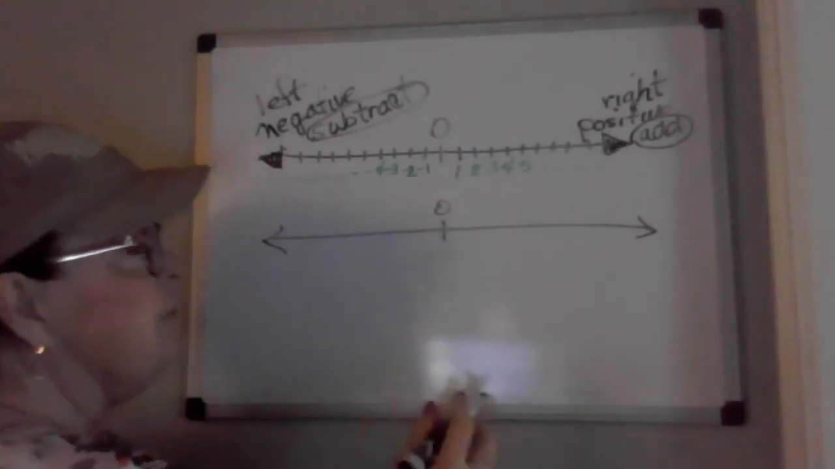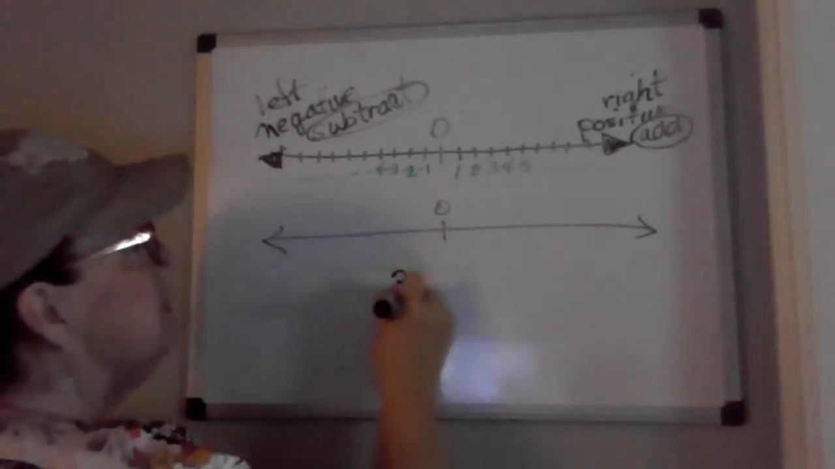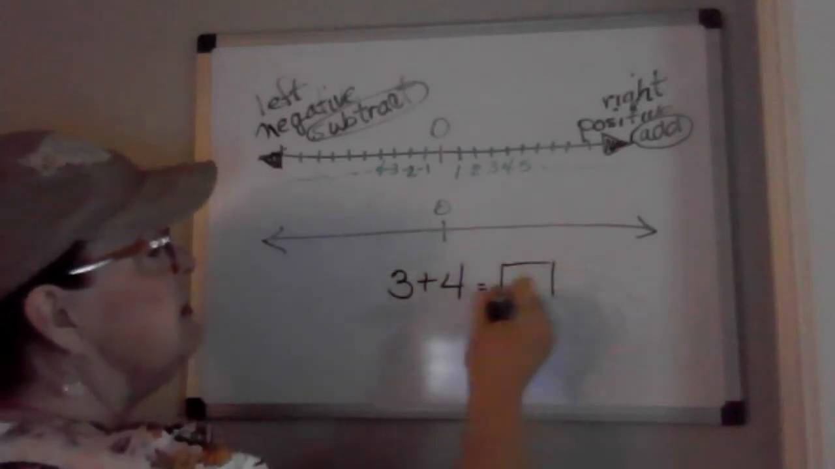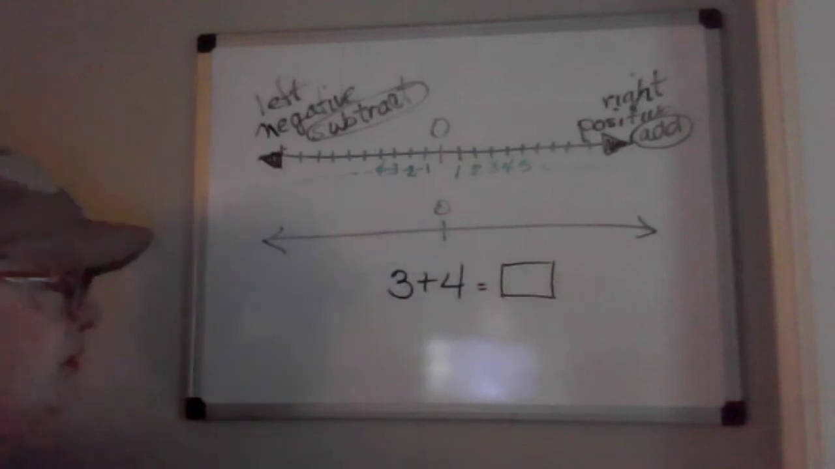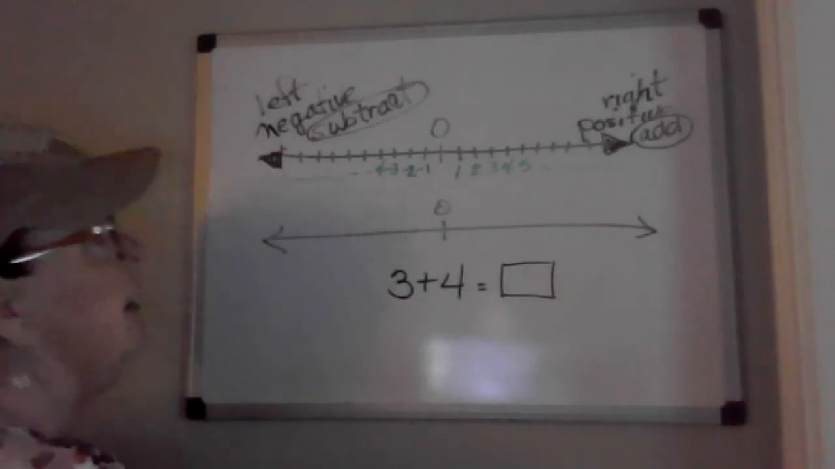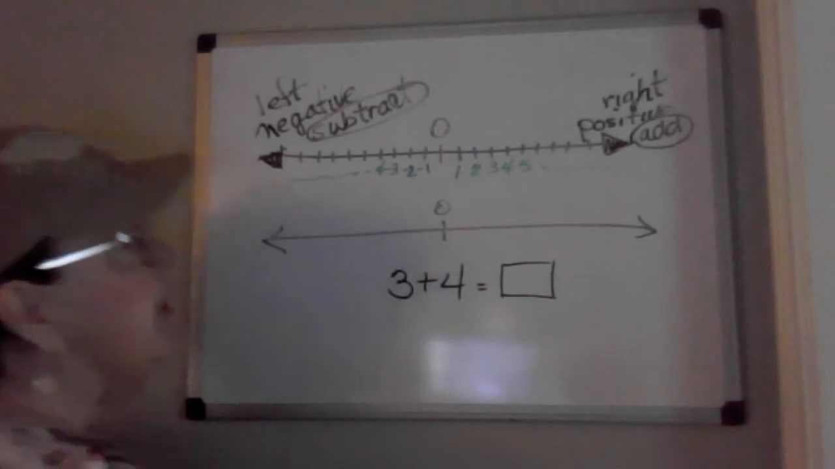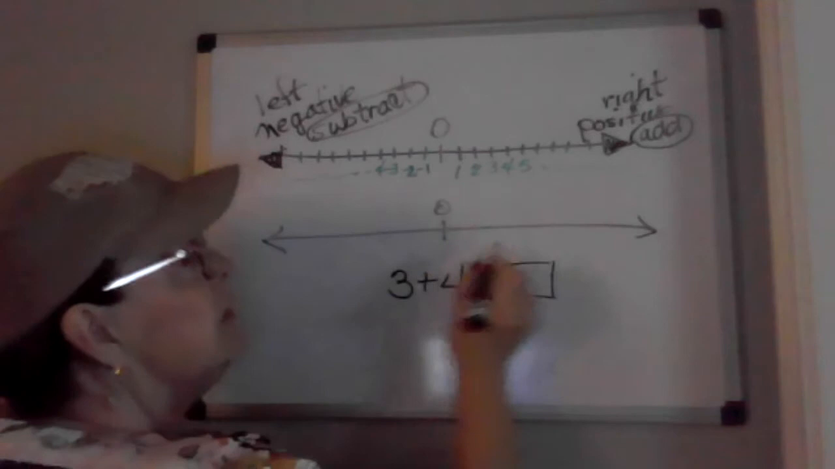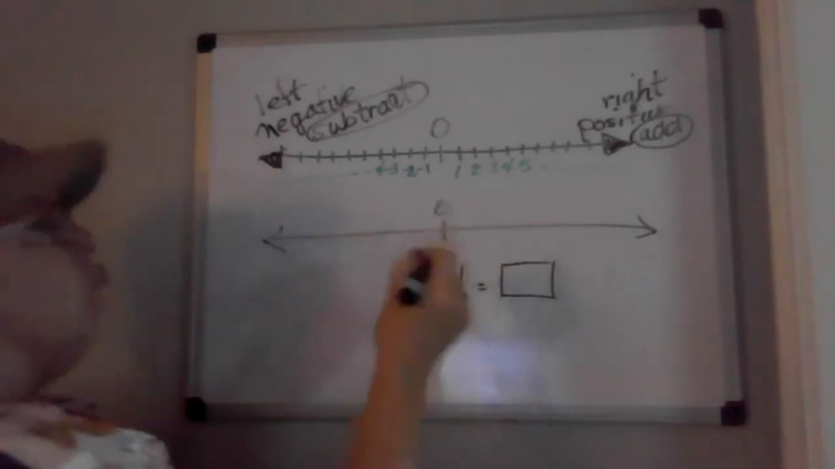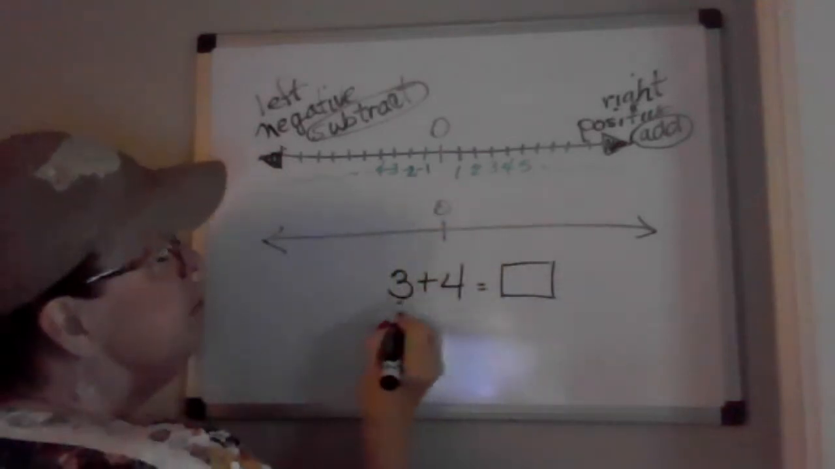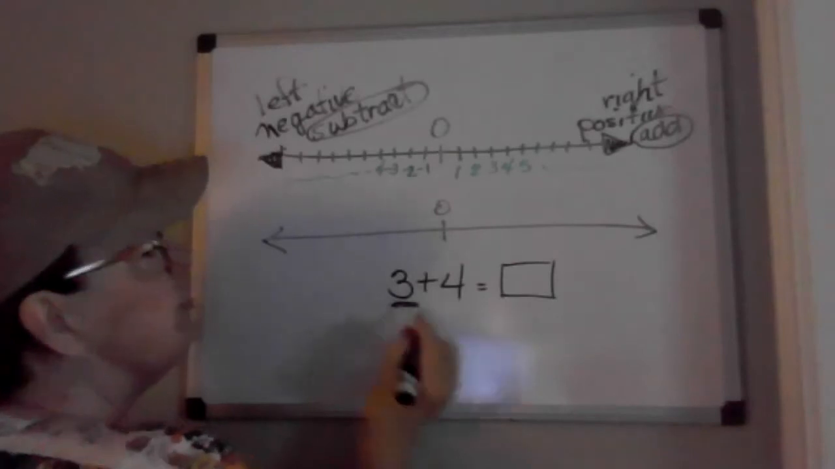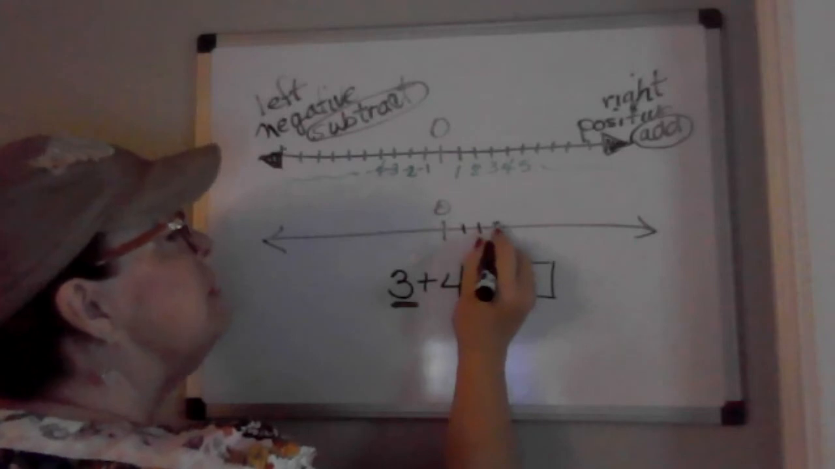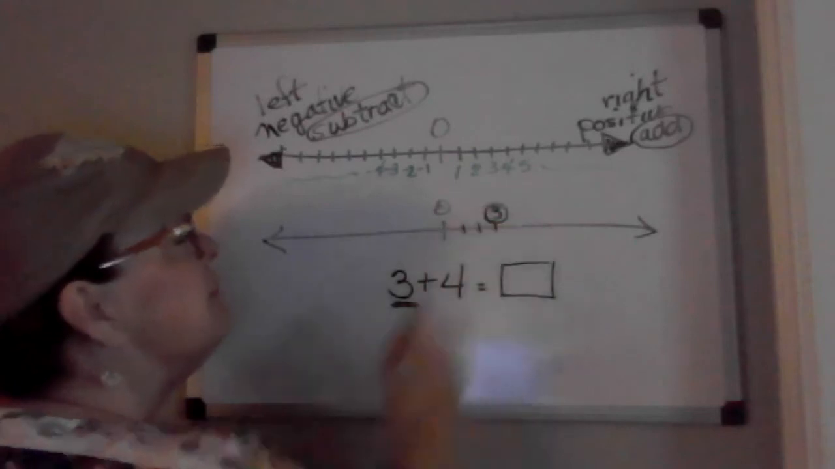Okay, you're going to have some problems like this. 3 plus 4, and then they're going to give you a box to give the answer. Well, of course, we know that's 7. Everybody knows that's 7. But what I want you to do is visually or actually write on a number line. The way you do this is you start at 3. So 1, 2, 3. This is where I'm going to start.